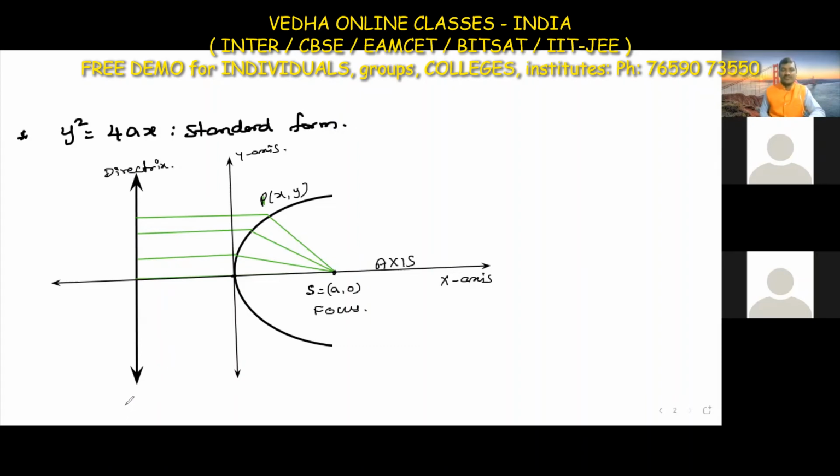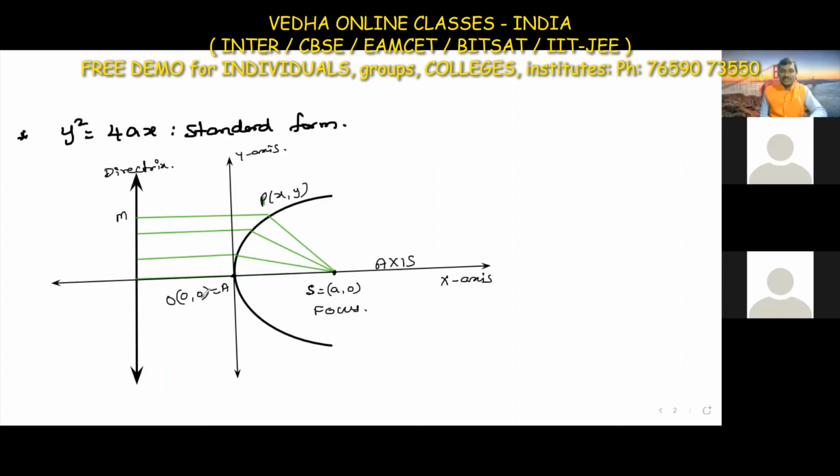Here, the directrix. What is the vertex here? The vertex is the origin, (0, 0). Usually we represent the vertex with a. The distances SP and PM are equal; they are in the same ratio.